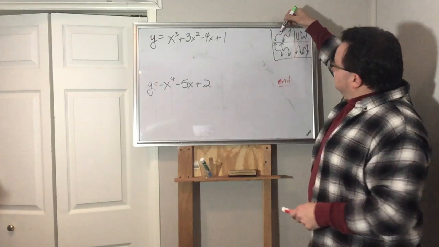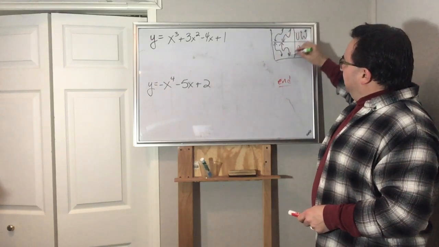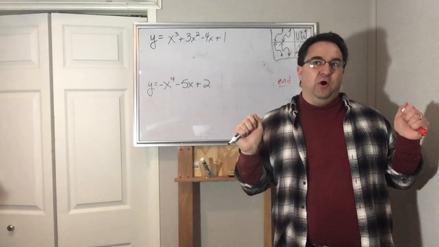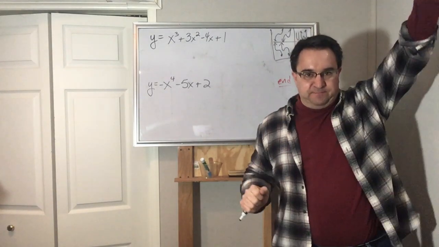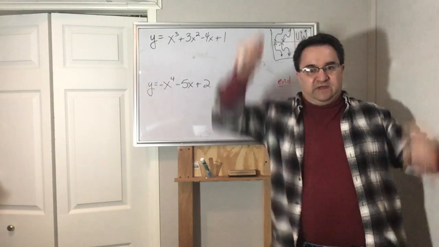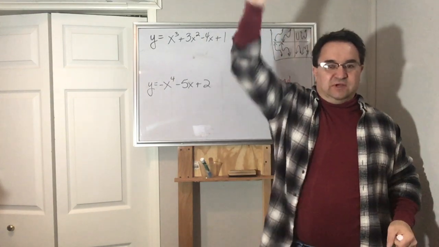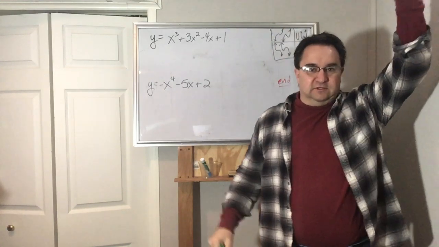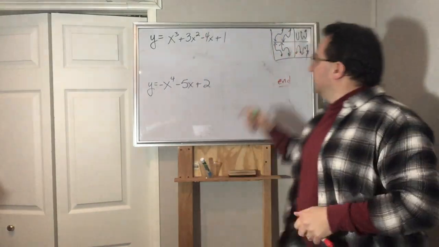So look at these odd degreed polynomials. The end behavior is opposing, meaning one end goes up and the other end goes down, or vice versa. So whatever direction one is going, the other end is going the other direction, right? Like this or like this.